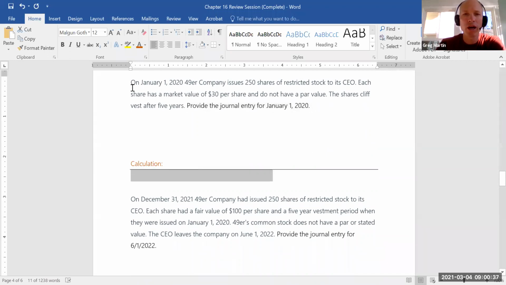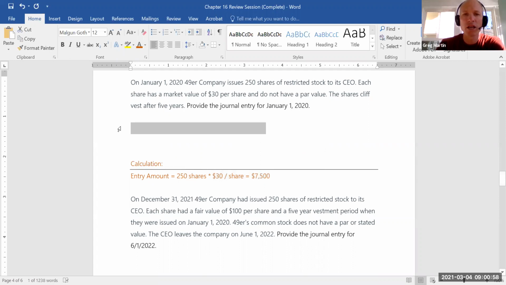So the entry amount calculation, again, it's just one CEO. So that CEO is given 250 shares. And with restricted stock, you use the market value on the date the shares are issued. And in this case, that market value is $30 per share. So the total entry amount is $7,500.